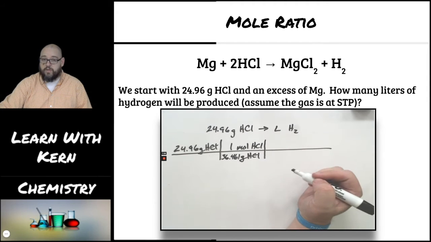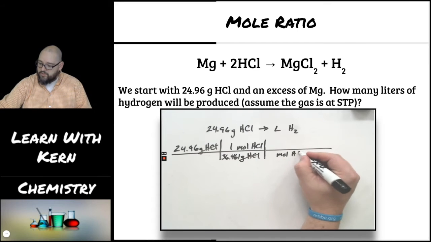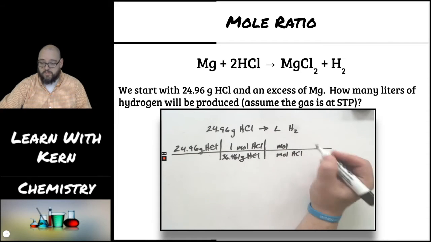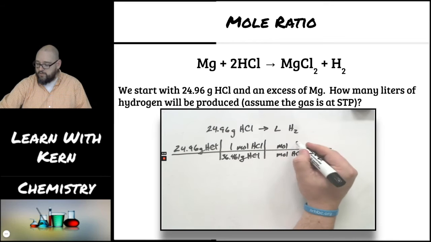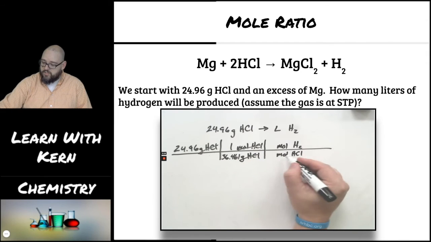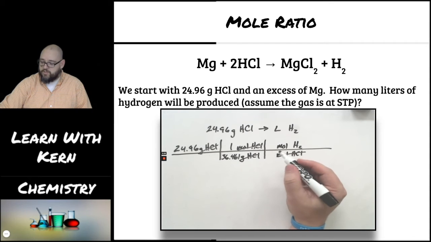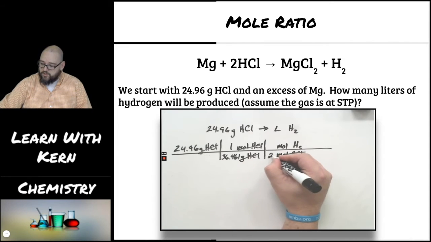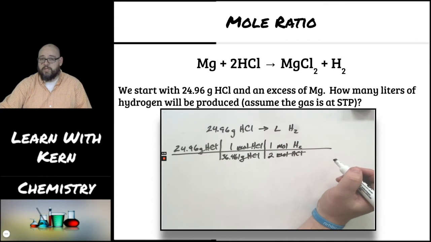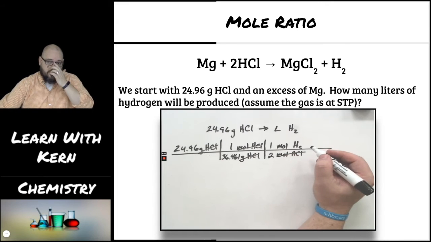Now I set up my mole ratio. If I have moles of HCl on the top, I'm going to put moles of HCl on the bottom. And since I'm doing a mole ratio, it's going to be moles on top, and I'm trying to find hydrogen. So it's going to be moles of hydrogen on the top. So now my moles of HCl will cancel, but I need numbers here. So I look at the coefficients of my balanced chemical equation. In HCl, the coefficient was 2. For H2, the coefficient is 1. Again, a 1 to 2 ratio. So my moles cancel.